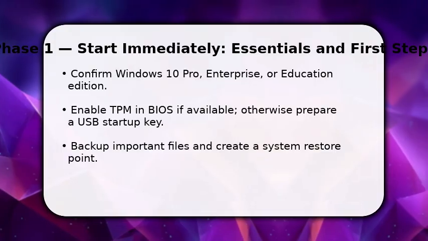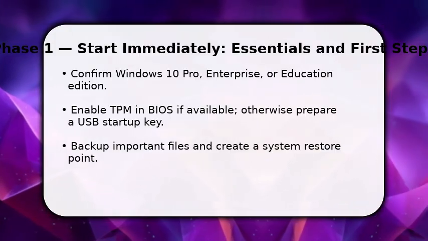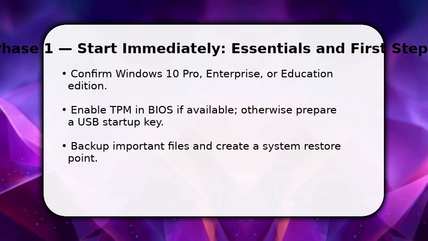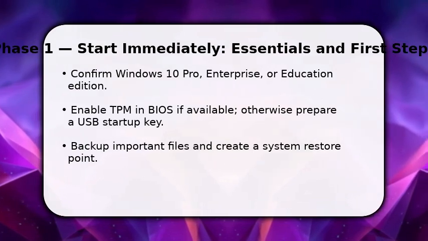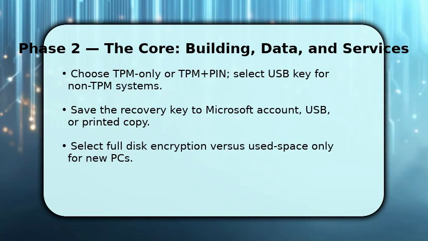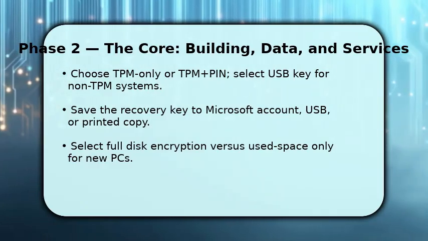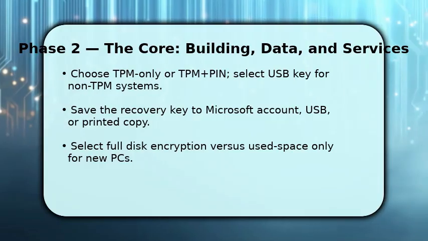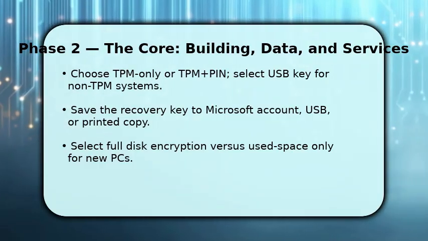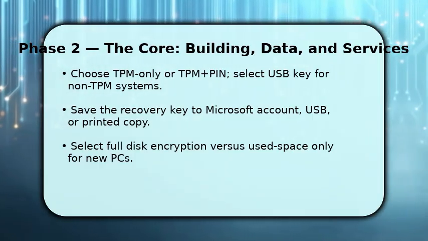Next, open Control Panel, go to BitLocker Drive Encryption, and click Turn on BitLocker for the target drive to begin the encryption wizard. Once the wizard opens, choose your authentication: TPM only for convenience or TPM plus PIN for stronger protection. Use a USB key if TPM is unavailable.